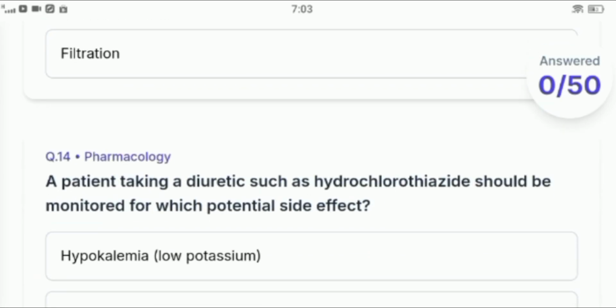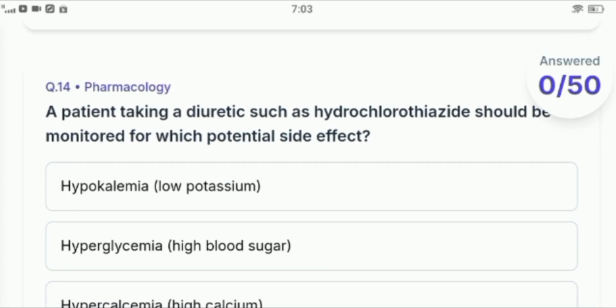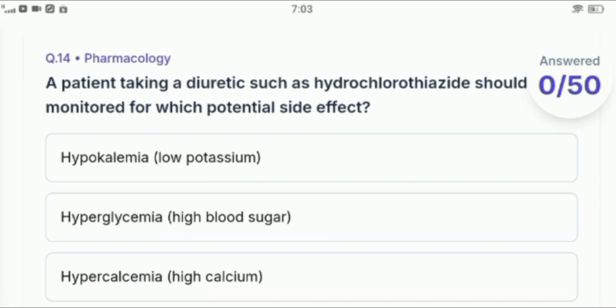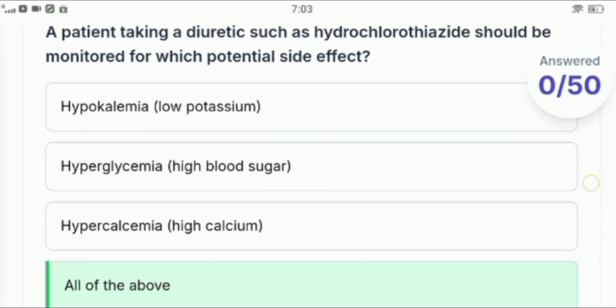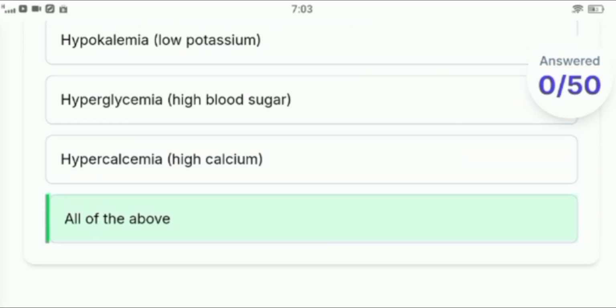14. Pharmacology. A patient taking a diuretic such as hydrochlorothiazide should be monitored for which potential side effect? A. Hypokalemia, low potassium. B. Hyperglycemia, high blood sugar. C. Hypercalcemia, high calcium. And D. All of the above. So the correct answer is all of the above.